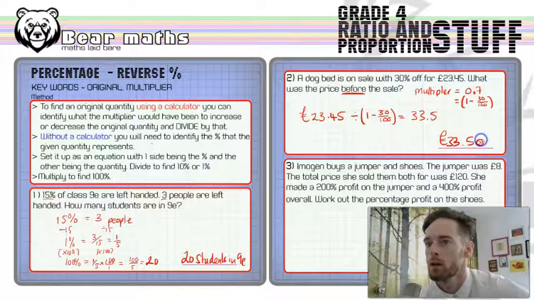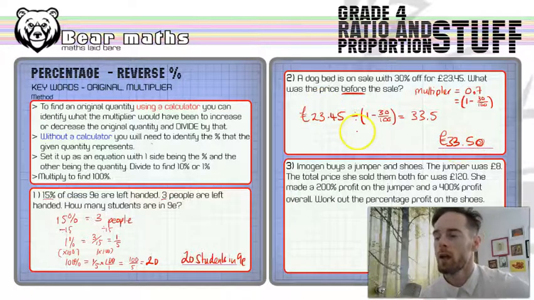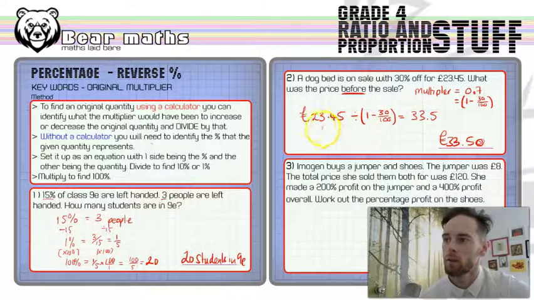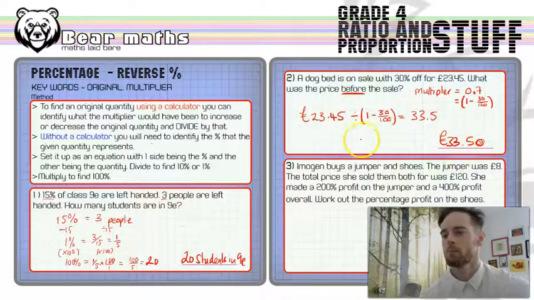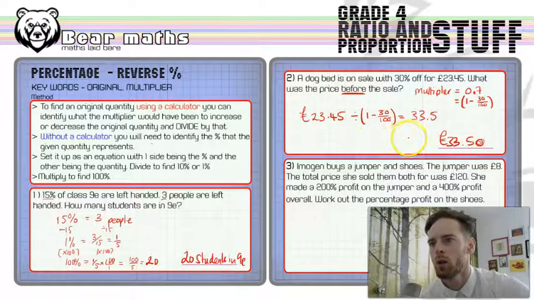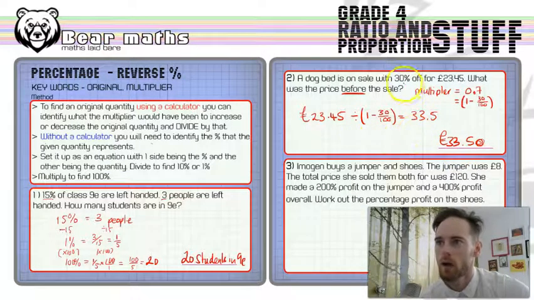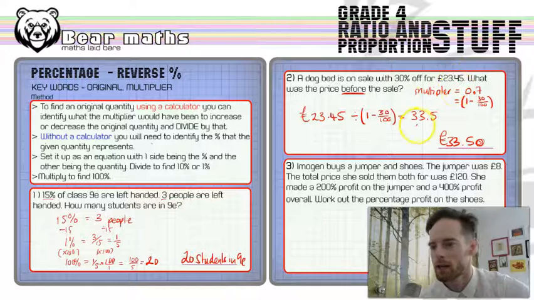So 30% off in the sale, and it would have cost £23.45. And you can always work it back the other way and just make sure it did make sense. Now, some people would be very, very tempted in this question to work out 30% of that quantity that you get given and take it away. That doesn't work. Don't try and do that.